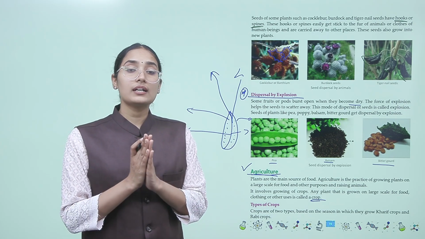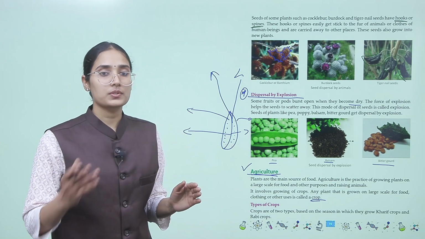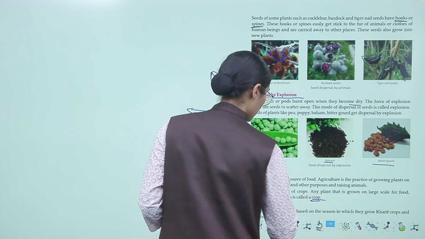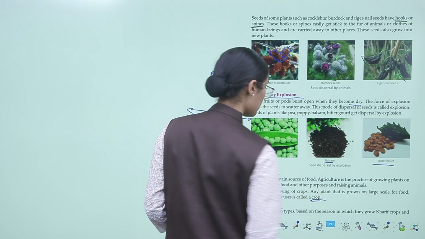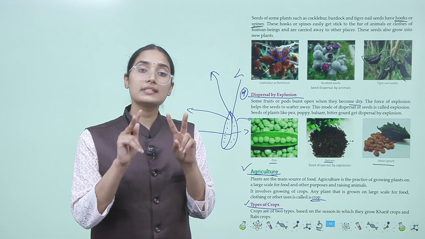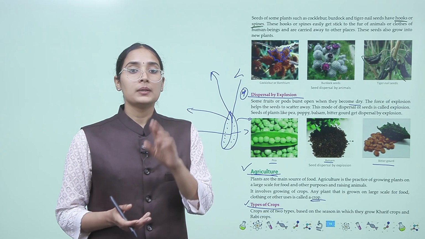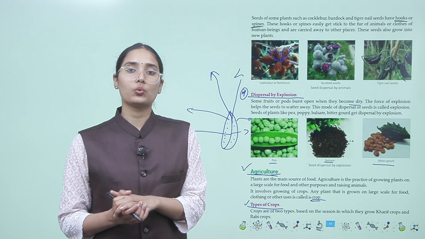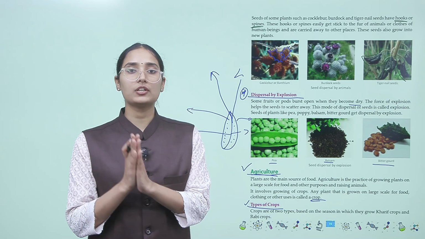Now, let's understand what the types of crops are. We first understood what a crop is: any plant that is grown on a large scale for food or for clothing. So, there are basically two types of crops based on the season in which they grow: Kharif crops and Rabi crops, okay.